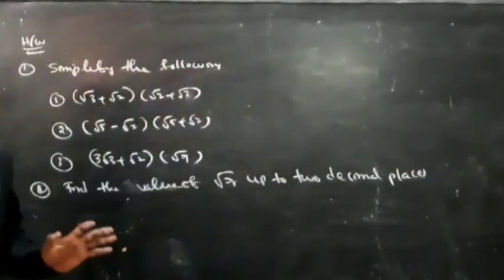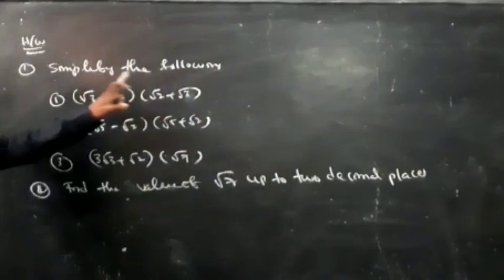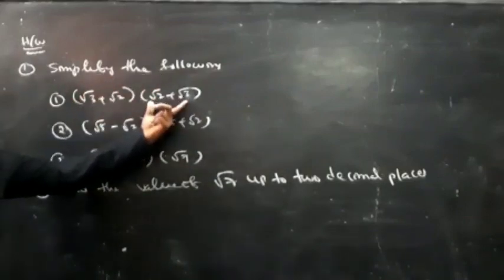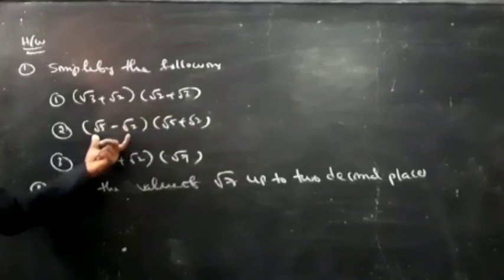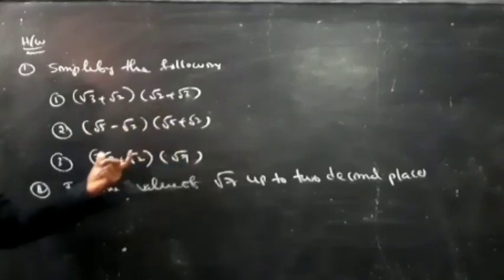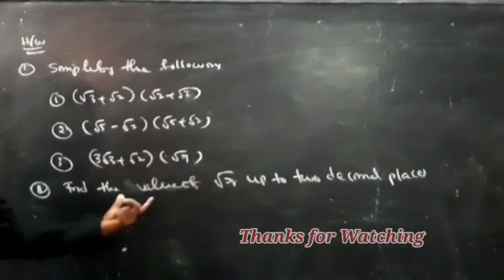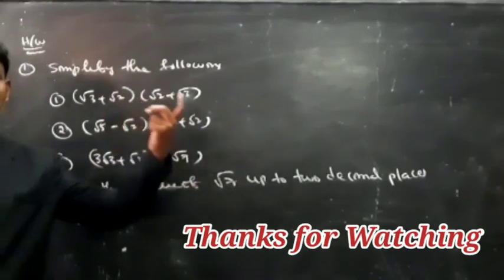So 9th class students, here is the homework. Simplify the following. Root 3 plus root 2 into root 2 plus root 3. Root 5 minus root 2 into root 5 plus root 2. 3 root 3 plus root 2 into root 7. Find the value of root 7 up to 2 decimal places.